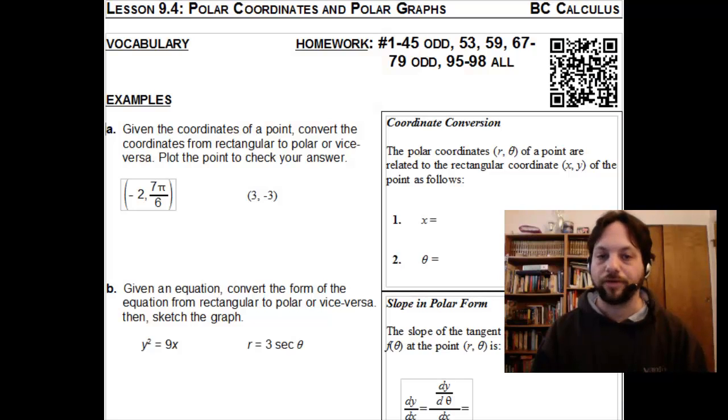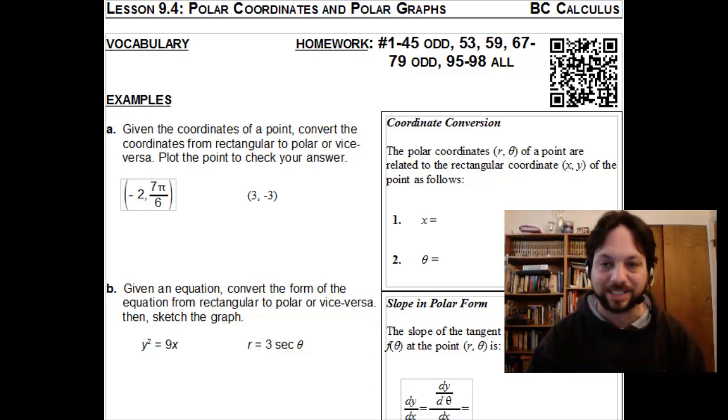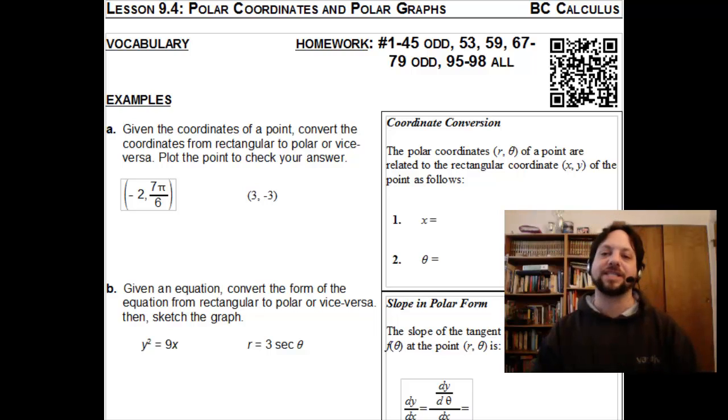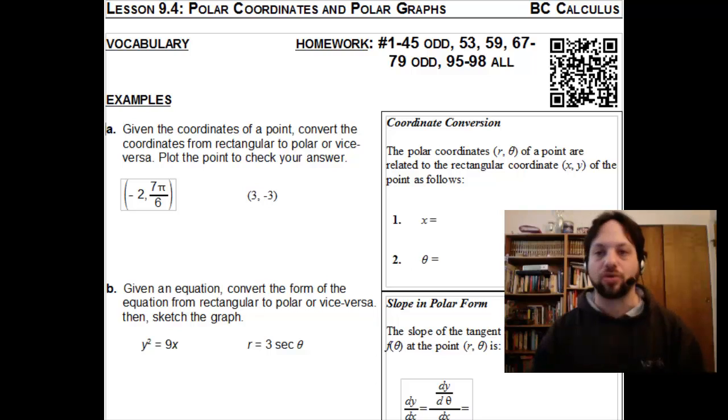In Lesson 9.4, Polar Coordinates and Polar Graphs, we're going to begin our short study of the polar coordinate system. The title of this lesson is a little bit of a misnomer because we will start to get into the calculus of the polar system towards the end of this lesson. Anyhow, the polar coordinate system differs from our standard XY rectangular coordinate system in a couple key ways.